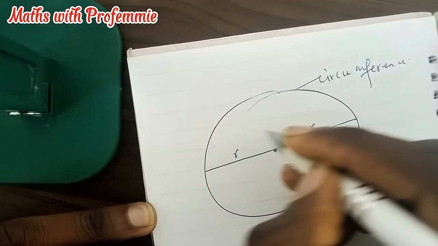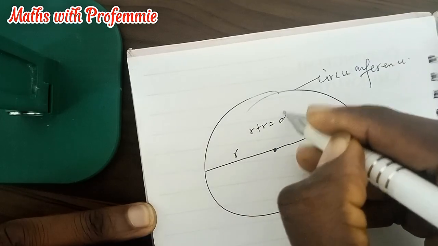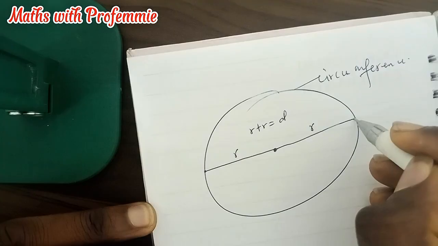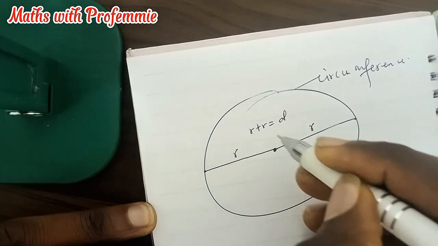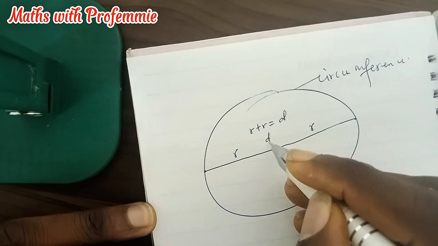So we need to understand that 2 radii, that is radius plus radius, will give us a diameter. So in other words, from this point to this point, passing through the center, we call that the diameter D.